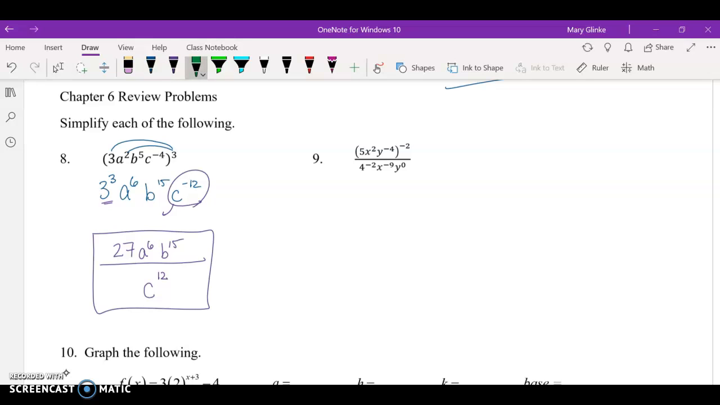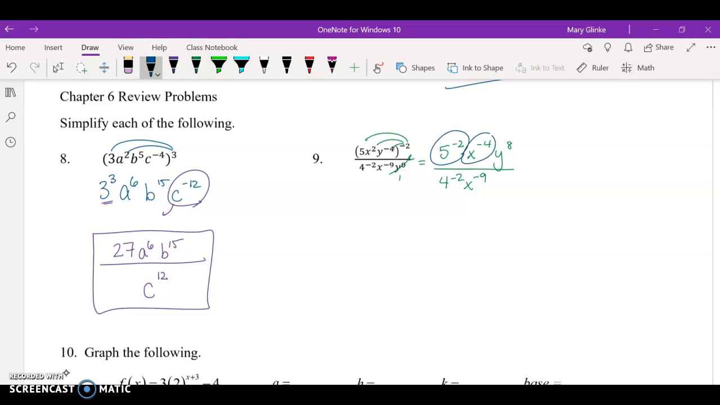So let's take a look at number 9. We're going to raise everything up in the numerator here to the -2nd power. So we do 5 to the -2nd, x to the -4th, and y to the +8th. When we multiply those, we have 4 to the negative second, x to the negative ninth, and y to the 0 just becomes 1, so I'm not going to write that.